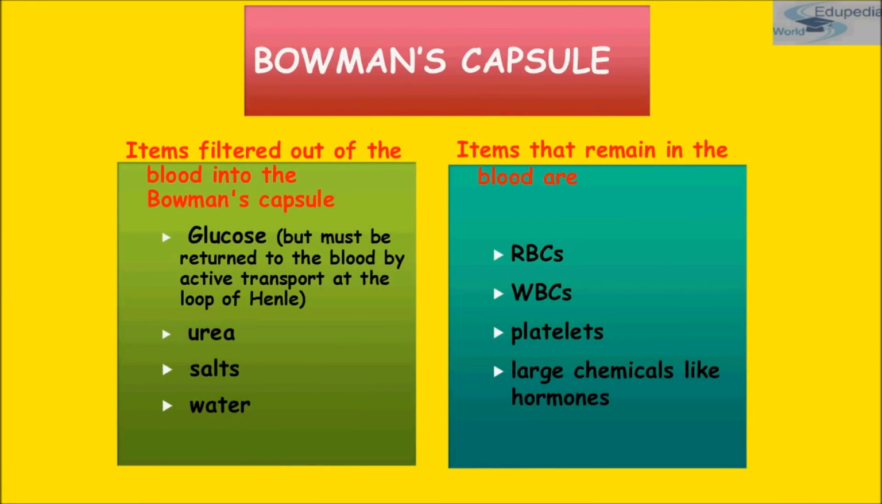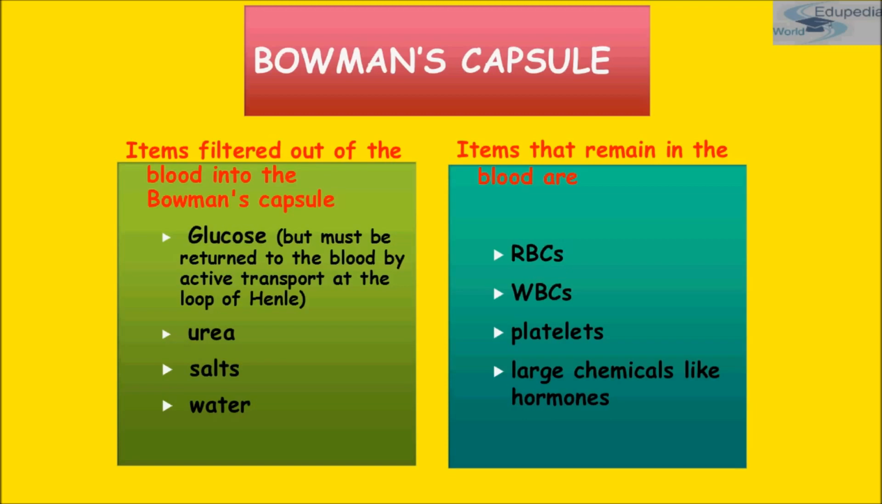The items that are filtered out of the blood into Bowman's capsule are four. First is glucose, second is urea, third is salt, and fourth is water. Glucose must be returned to the blood by active transport at the loop of Henle, but it is something that is filtered out of the blood into Bowman's capsule. And second are urea, salt, and water.